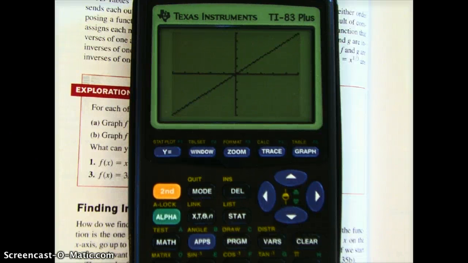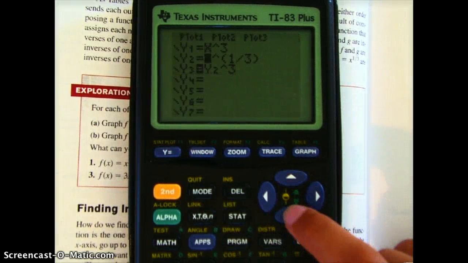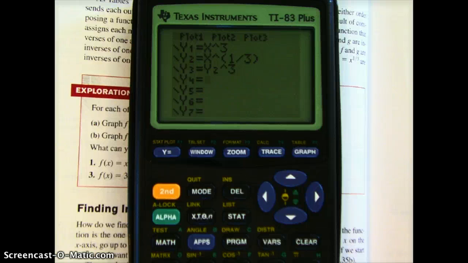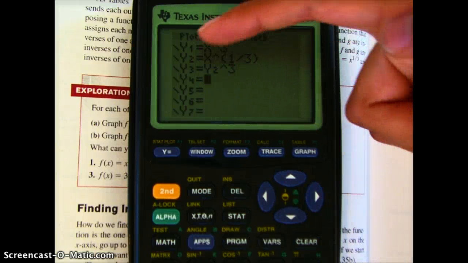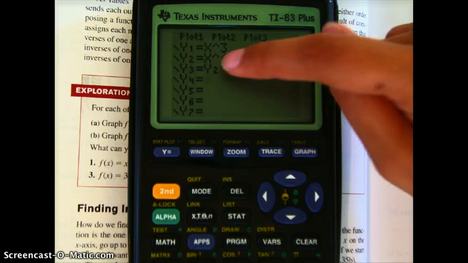I could repeat that process. If I go back to y equals, I'm going to get rid of the graph that we just put up without deleting it. I'm just going to make sure it doesn't show up anymore. And in the last spot, I'm going to do the opposite, where I want to take y1 and plug it into y2. So instead of that x, I'm going to put y1. I do that by going to variables, yvars function, and this time I'm using y1. And I'm going to raise it to the 1/3 power. This is the composition in the other direction.